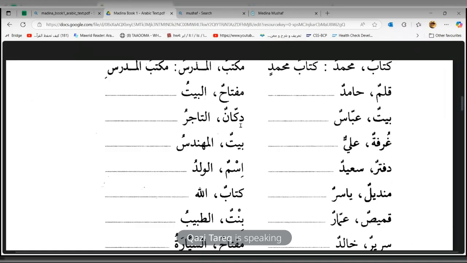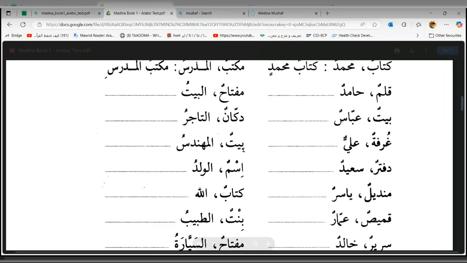What does Dukkanu Tajiri mean? It means the shop of the trader, the shop of the merchant, the merchant's shop. Dukkan is shop. A tajir is a merchant or trader.